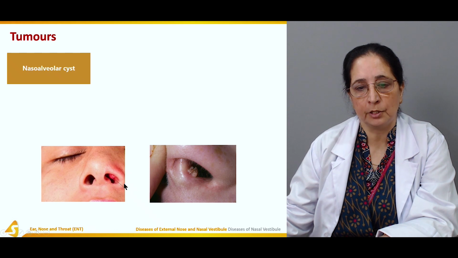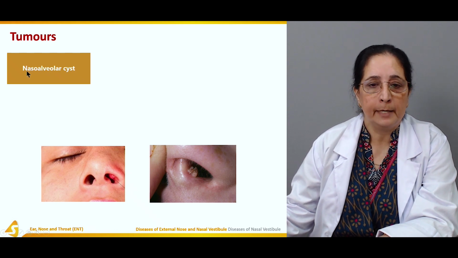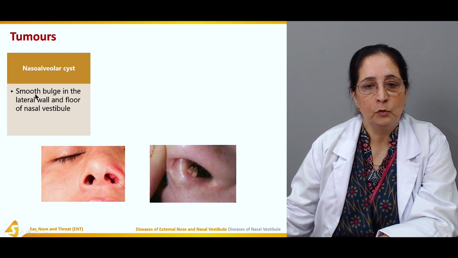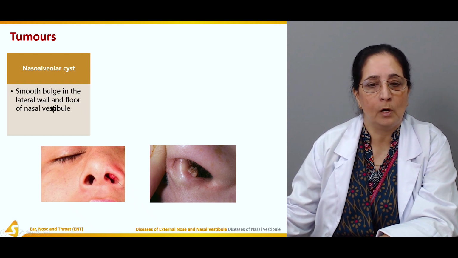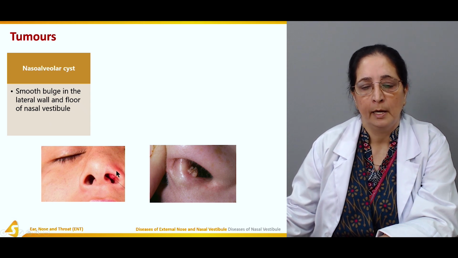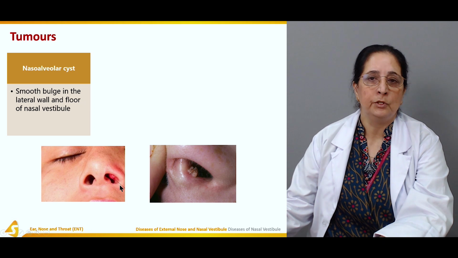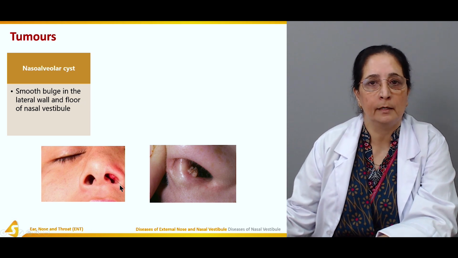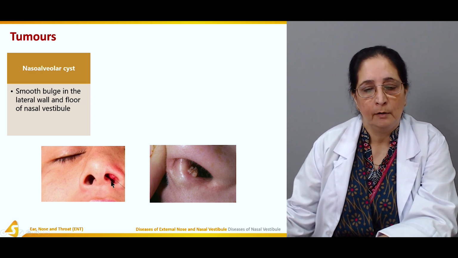Next, the tumors of the vestibule. These are the pictures of some tumors, which can be nasoalveolar cysts. They are smooth bulges in the lateral wall and floor of the nasal vestibule. This is the lateral wall, and this is the floor of the vestibule. So nasoalveolar cysts are small bulges in the floor and nasal lateral wall.